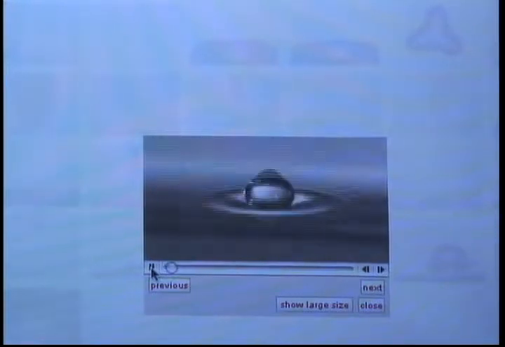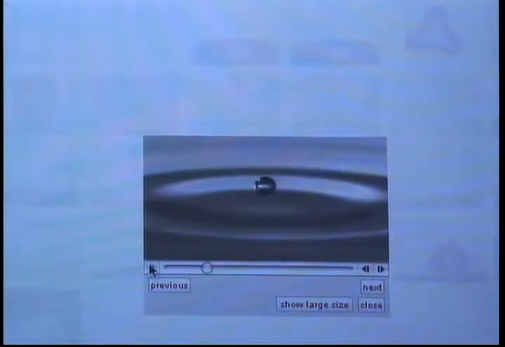Wait, I think this is coalescence cascade. Okay, that's not it. Okay, stop.